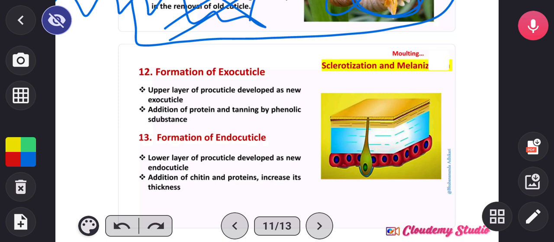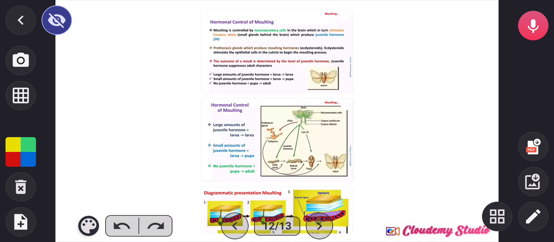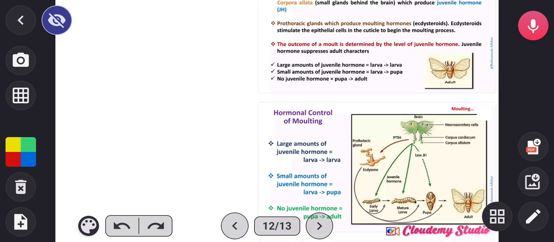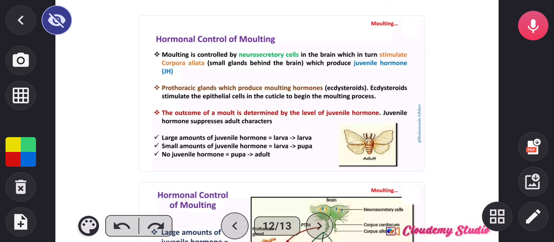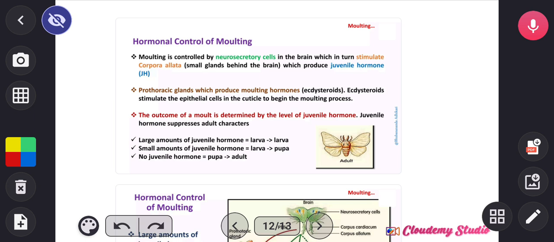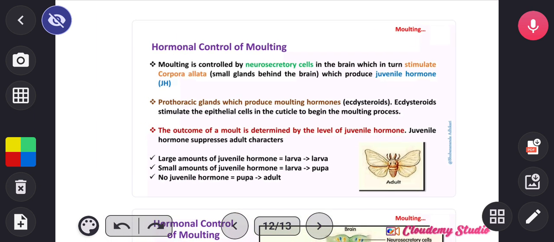The upper layer of the procuticle develops as a new exocuticle, and the lower layer of the procuticle is developed as what? As the new endocuticle. And this process is known as sclerotization or melanization. Now, remember I told you that it is an energy sapping hormonally regulated process, which means it is being controlled by hormones.